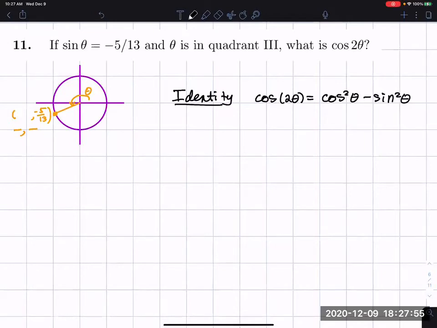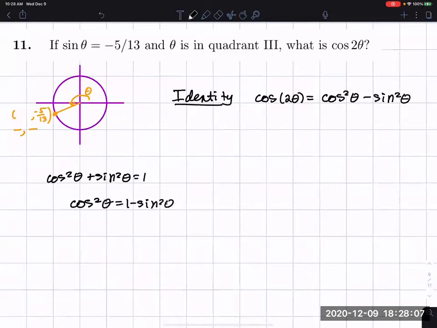where I notice that cosine squared theta plus sine squared theta is equal to 1. And I can write that then cosine squared theta is equal to 1 minus sine squared theta. And in fact, this is one form of the identity for cosine 2 theta. This is another way you see it written.